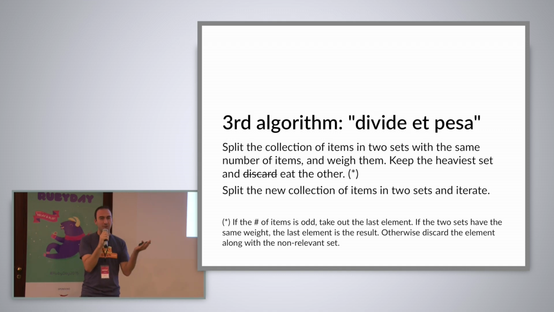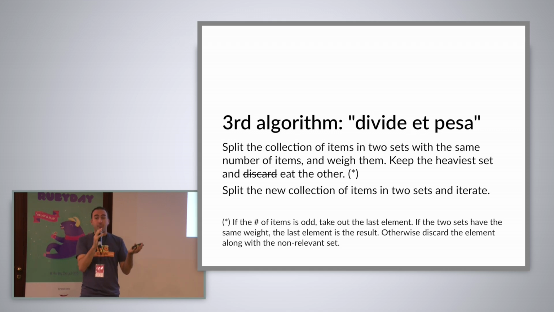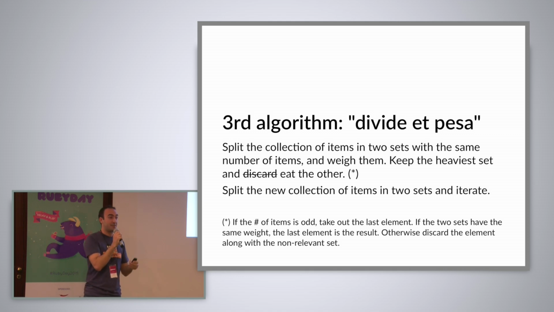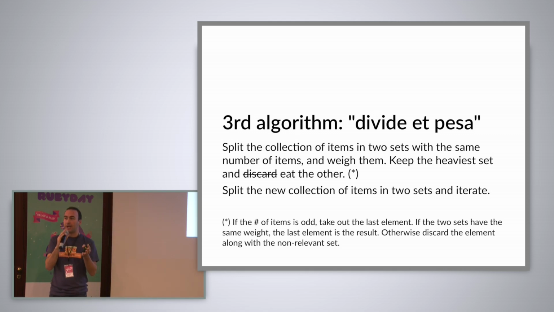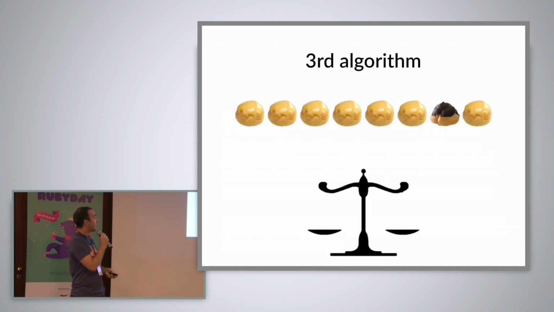Okay, so we split the collection of items in 2 groups, 2 sets, ideally of the same size. Now there is an explanation of what you do when you have odd items. You weigh them, and you eat the collection which is the lightest one, because clearly the poison one is not there. So you keep the heaviest one, and you keep iterating. Okay, so you split that again into sets, and you keep doing over and over.